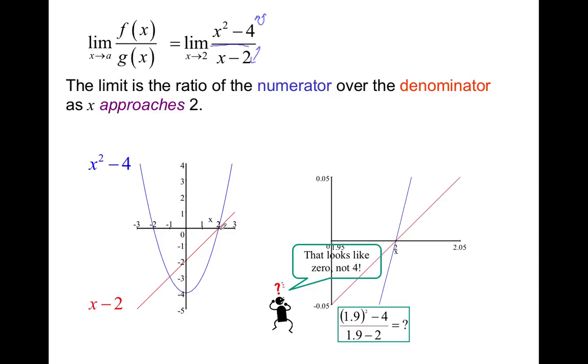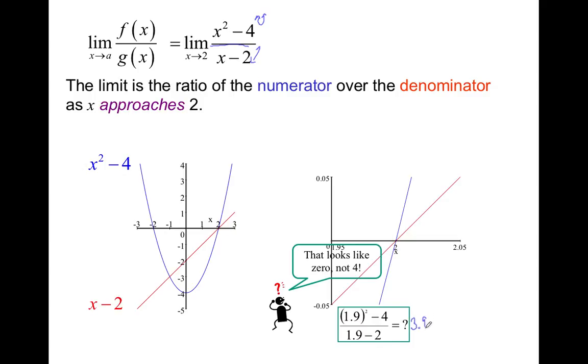And if you doubt me, I challenge you to get your calculator out, type in 1.9 squared minus 4 divided by 1.9 minus 2. You ain't going to get 0. Both of those numbers are close to 0, but you know what the ratio is?